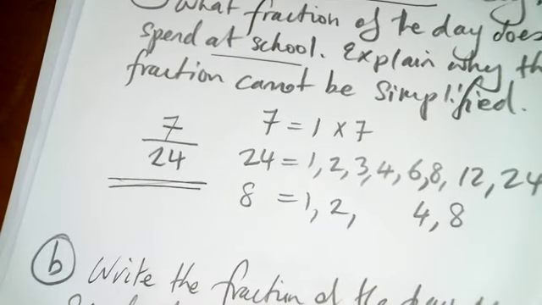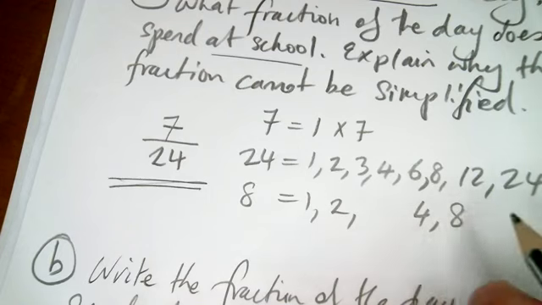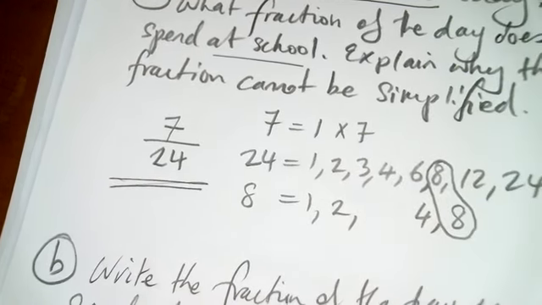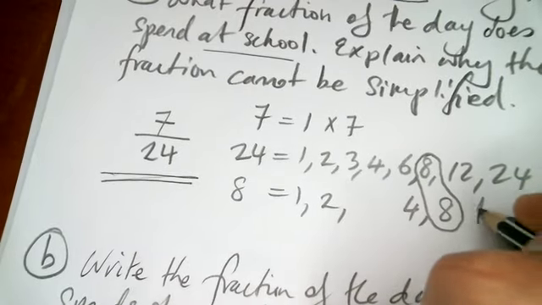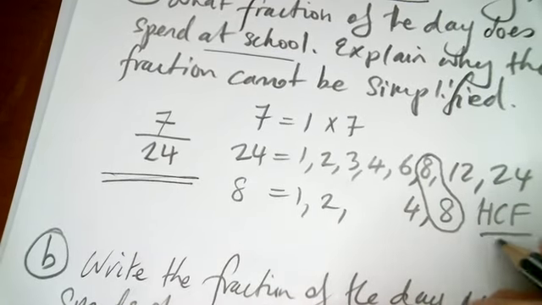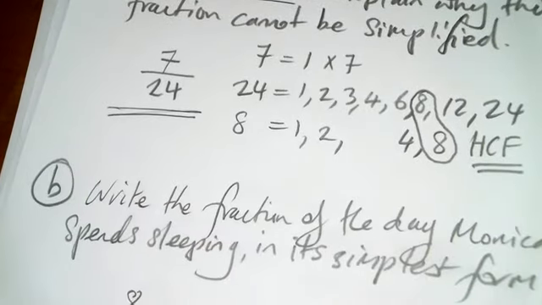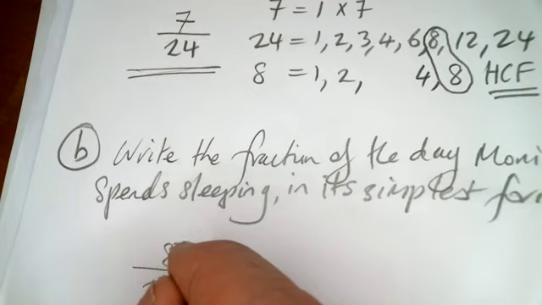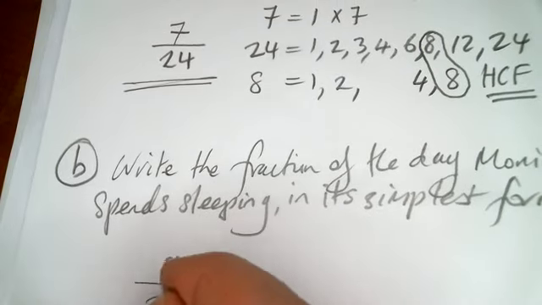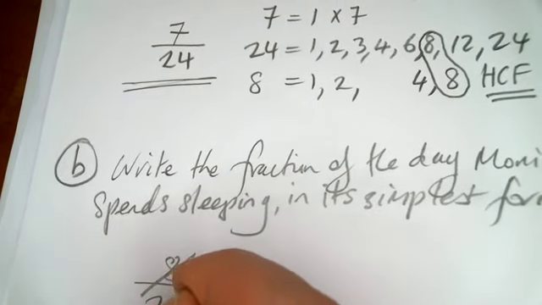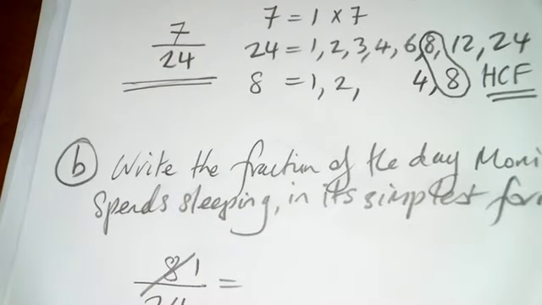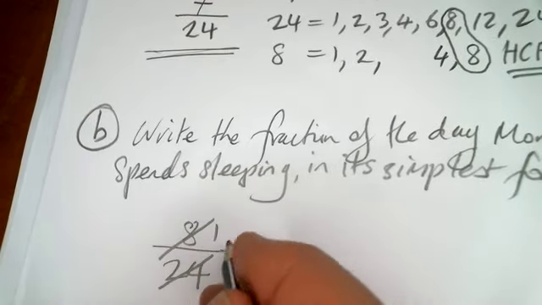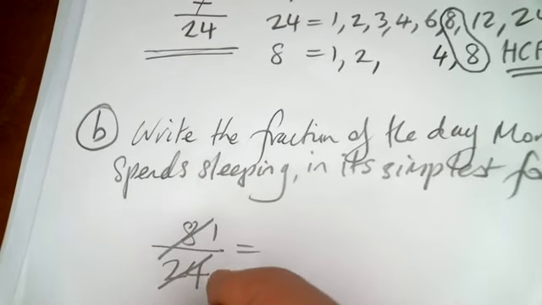But now, if we look, is there anything common to 24 and 8? Oh, there is. In fact, the highest common factor is 8. So we'll call that the HCF, the highest common factor. So now I can divide both of these by 8. 8 divided by 8 is 1, and if I divide 24 by 8, I get 3, because 8 goes into 24 3 times.